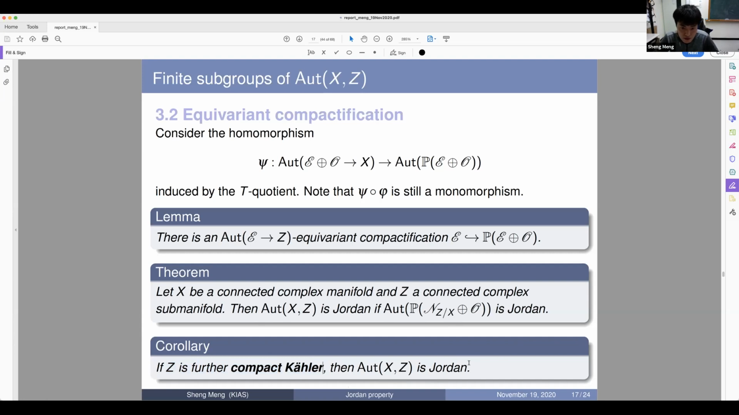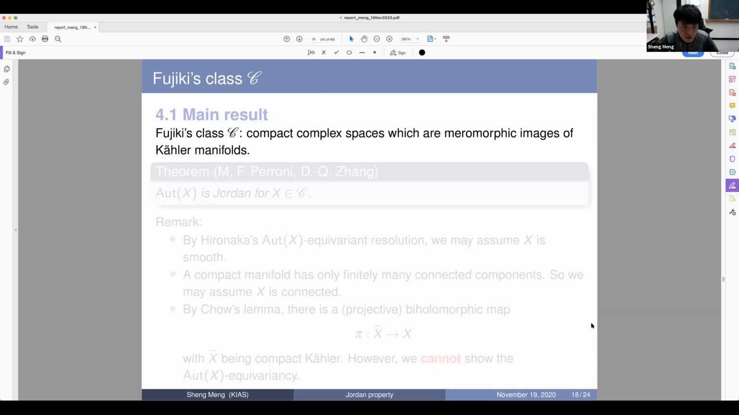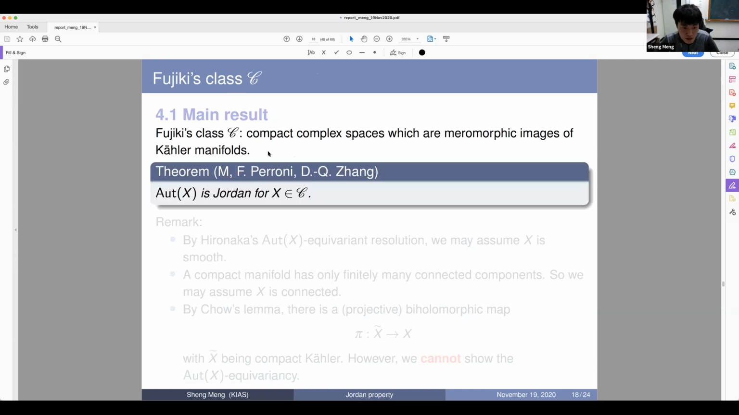Okay, so now we have finished our study of Aut(X,Z) in this section. So now let's come to our first section. Okay, now let me state the main result. First, recall that Fujiki's class C means complex spaces which are meromorphic images of Kähler manifolds. Our main result, which is joint work with Fabio Perroni and De-Qi Zhang, is that we eventually proved that the automorphism group of Fujiki's class C is Jordan.